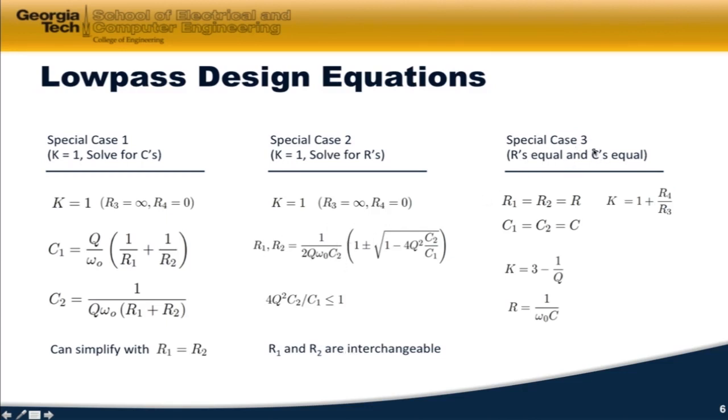Special case 3 is where we let the R's both be equal to each other, and we let the C's be equal to each other. So R1 equals R2 equals R, and C1 equals C2 equals C. We get these two simple equations. For a given Q, K is determined. Then for a given omega naught, we can pick a capacitor and solve for the resistor. Then we can determine R4 and R3 with this equation.